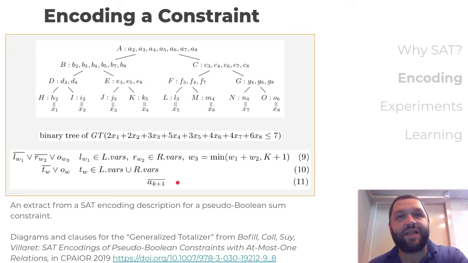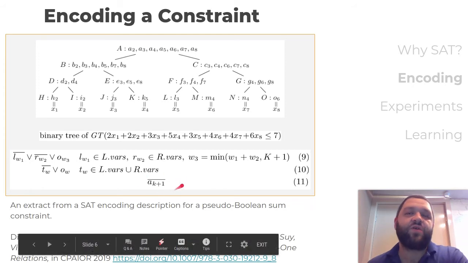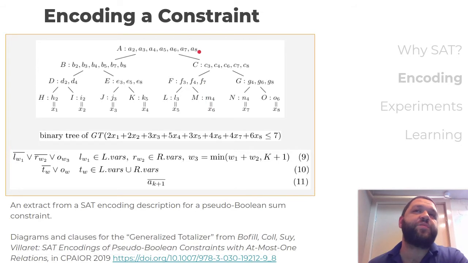And finally, the clincher clause is this one, which states that A, in our case A8, must not be turned on. In other words, we must not have gone bust.